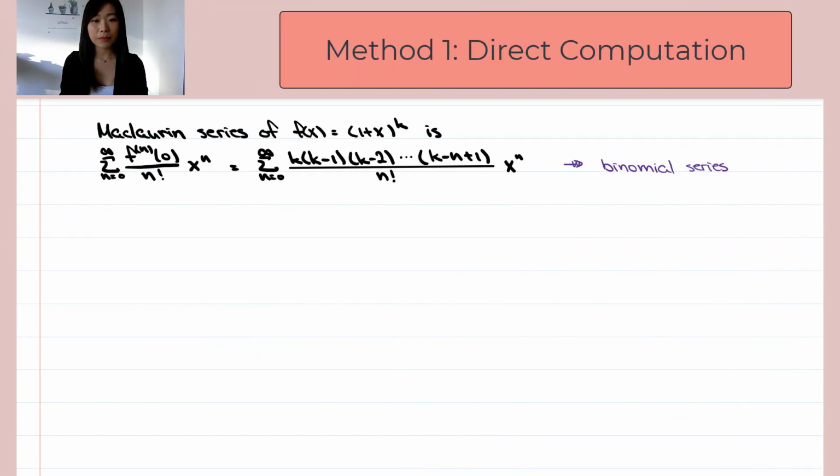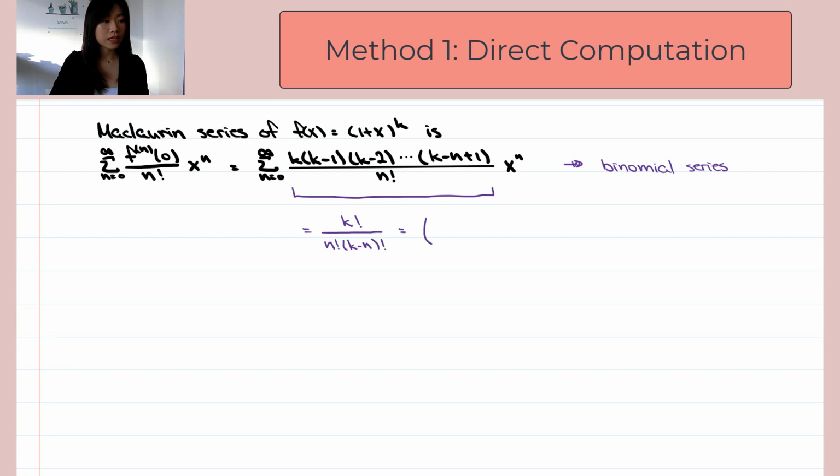If you have taken some probability courses or data management courses, you may notice that the coefficient in front, this term, looks very similar. We can also rewrite that as k factorial divided by n factorial times k minus n factorial. Or using the combinations, it is k choose n. And we also call this the binomial coefficient. So this is the Taylor series for the function.